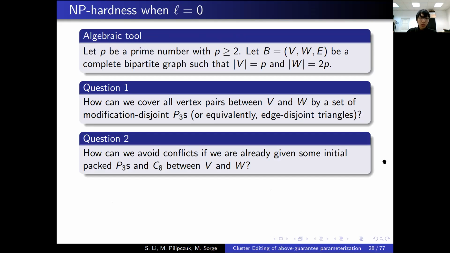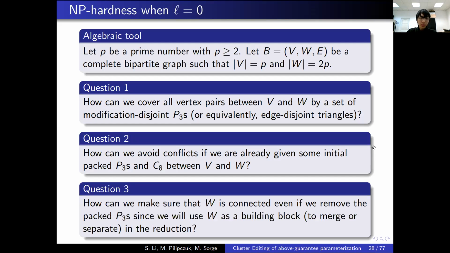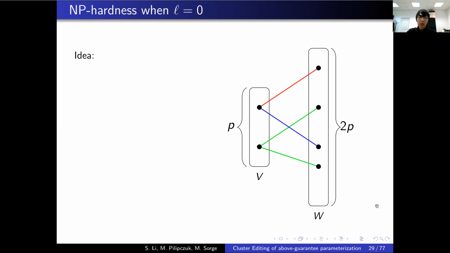Question 2 is, how can we avoid conflicts if we are already given some initial packed P3 or C8 between V and W? Question 3, how can we make sure that W is connected even if we remove the packed P3s, since we will use W as a building block to merge or separate in the reduction? So this is the basic idea.